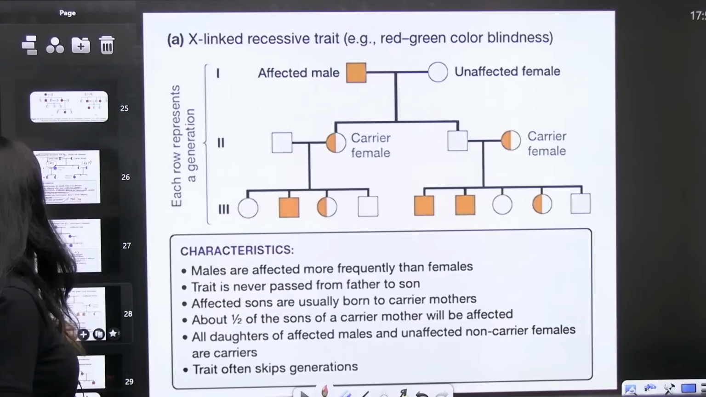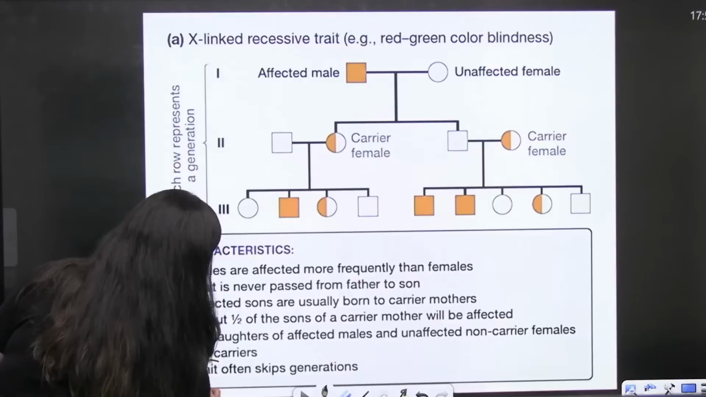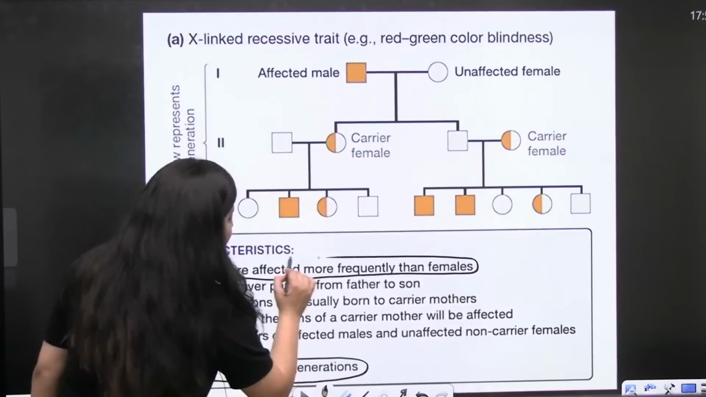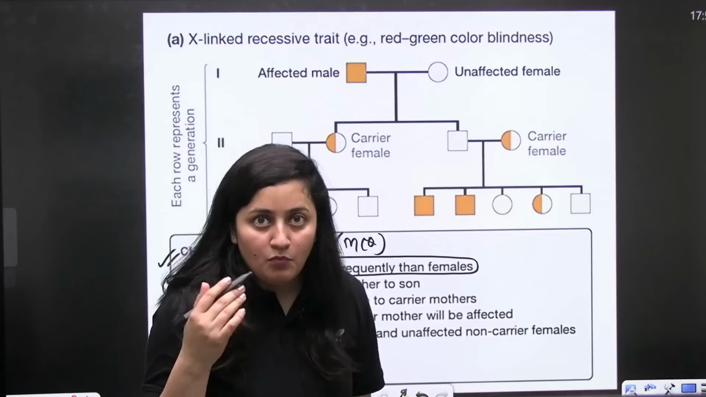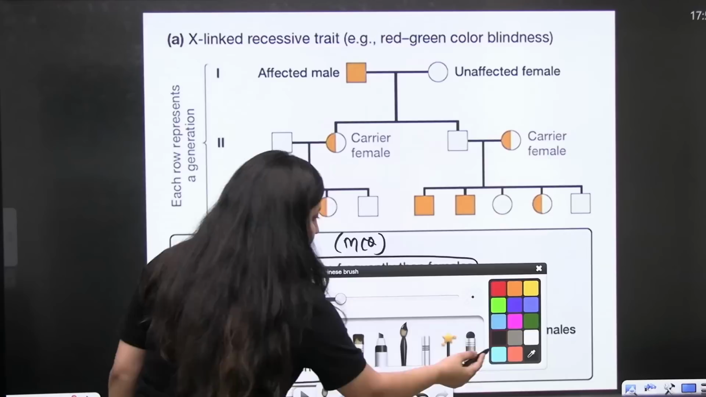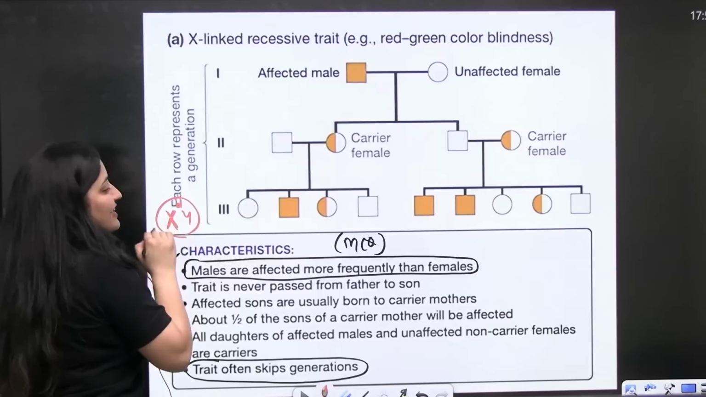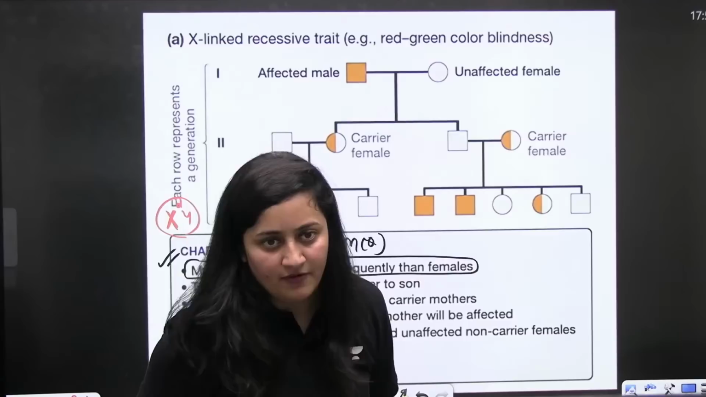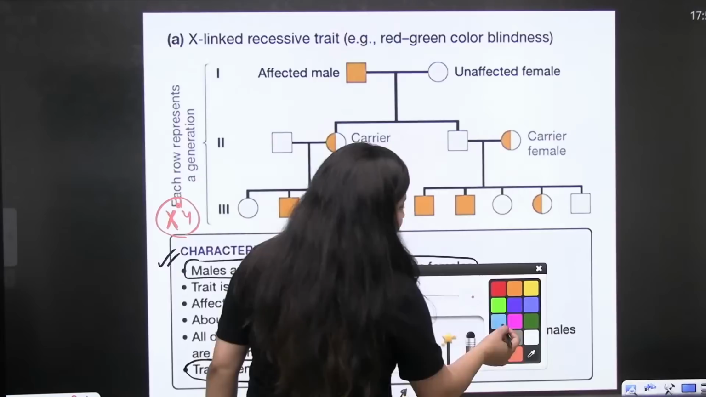X-linked recessive. So again, generation will be skipped, right? Generation will be skipped. But here, males are affected more frequently than the females. This is the important MCQ. Males will be affected more than the females. Why? Because in the case of males, there is only one X chromosome. So if that one X chromosome has the defective allele, definitely the character will express itself. Done? And here the females are going to be the carriers.